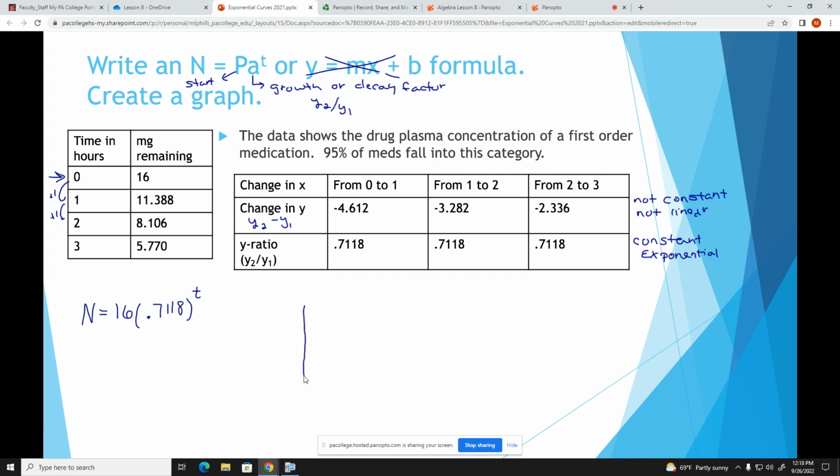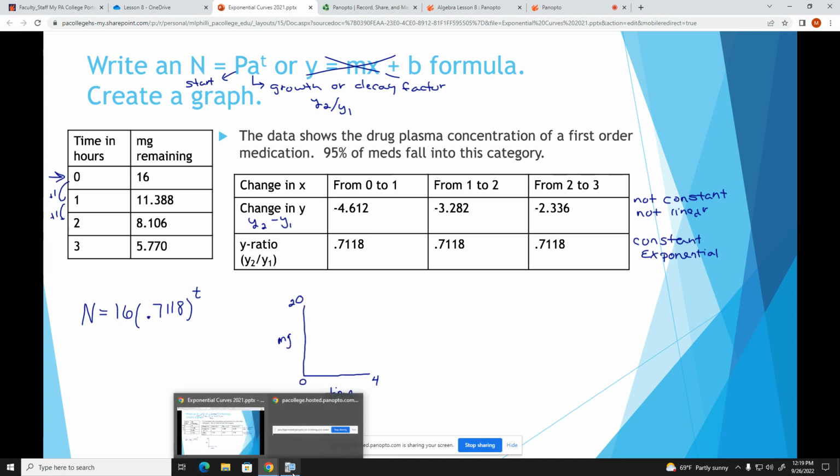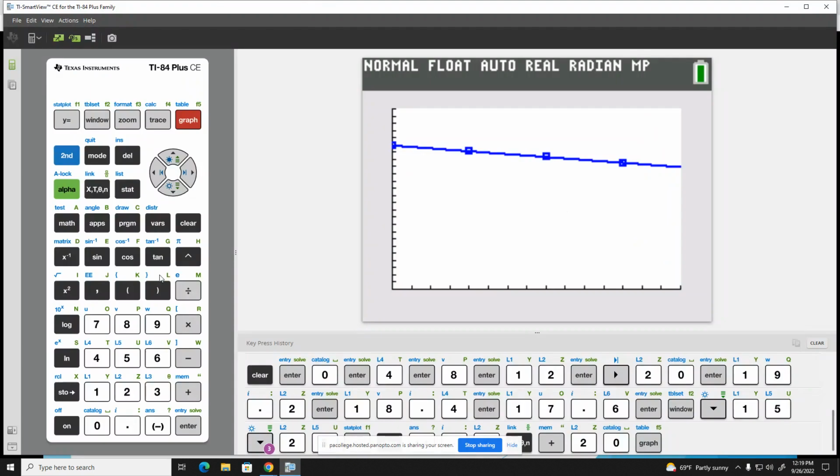Let me sketch out what that graph is going to look like. In the x direction is where I have time in hours. And my data goes up to 3, so I'll go up to 4 to give myself some room. In the y direction, my biggest y value is that first one at 16, so I'm going to go up to 20. This would be the milligrams. And I'm going to take that down to 0 in both the x and y direction, so I have the axis there. So let's go to our calculator.